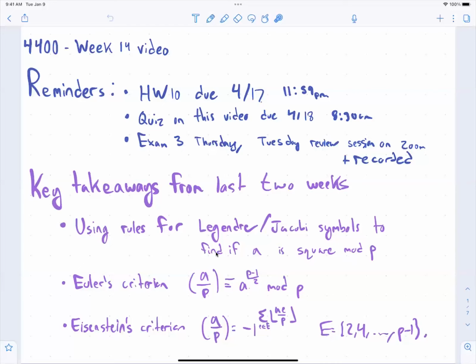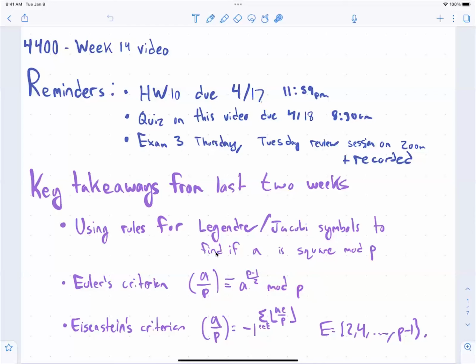This week we added a little bit to that. We talked about Euler's criterion and Eisenstein's criterion. These give you two more or less explicit formulas for the Legendre symbol, and they played a big role in actually proving these properties of the Legendre symbols that are so useful for computing. The main takeaways to have ready for the exam are: you should know what Euler's criterion says, you should know what Eisenstein's criterion says, and you should be able to apply them in some simple examples.